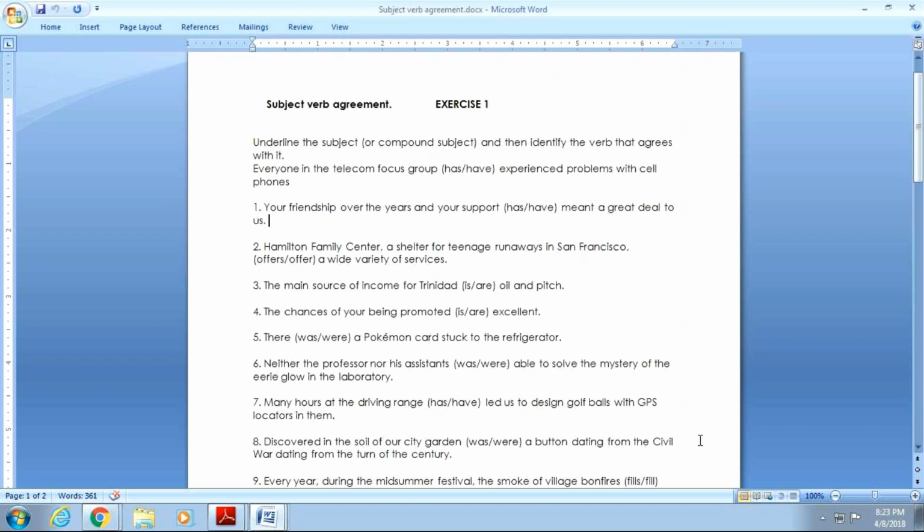Can you please repeat the sentence one more time? Yeah, the sentence is: the main source of income for Trinidad, Trinidad is the name of a country. No, that's not correct. The subject here is source, source of income. Source is the main subject. The answer is: the main source of income for Trinidad is oil and pitch.